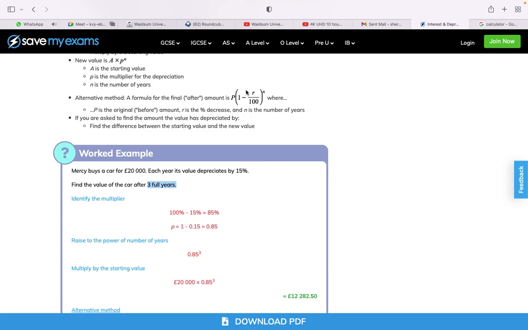This 0.85 is the whole of this bracket, then to the power of 3, where 3 is the number of years. So the whole of this thing, the bracket and the number of years, is 0.85 to the power of 3. Multiply by 20,000, which is the principal.